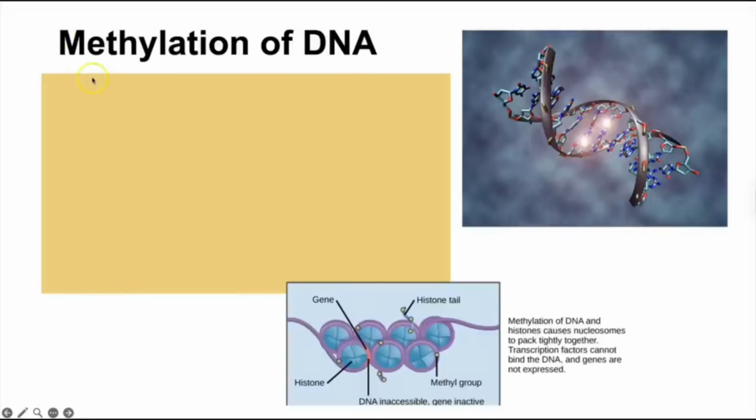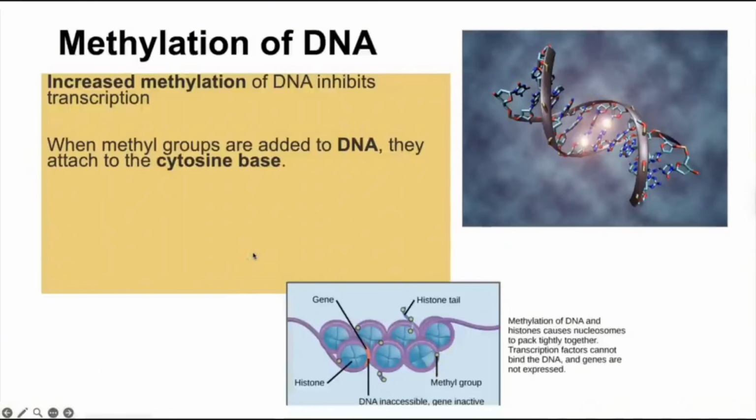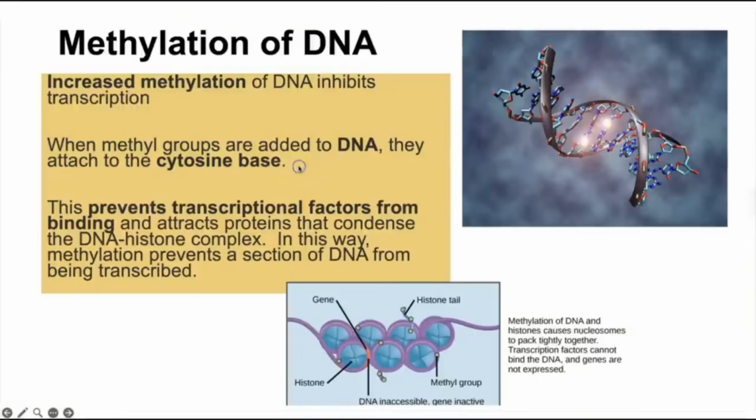So one of those chemicals is methyl groups. And methylation of DNA means methyl groups binding to DNA, which we can see here. These green circles are representing methyl groups binding to the DNA. And when those methyl groups are added to DNA, they attach to cytosine bases only. And this prevents transcription factors from being able to bind.